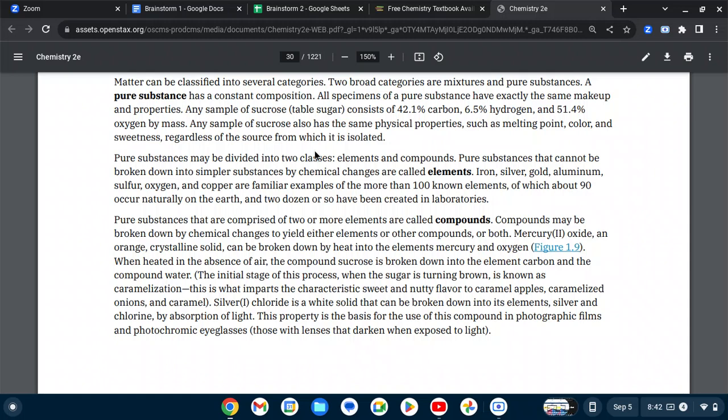Mercury(II) oxide, an orange crystalline solid, can be broken down by heat into the elements mercury and oxygen. When heated in the absence of air, the compound sucrose is broken down into the element carbon and the compound water. Silver(I) chloride is a white solid that can be broken down into its elements, silver and chlorine, by absorption of light. This property is the basis for the use of this compound in photographic films and photochromic eyeglasses.